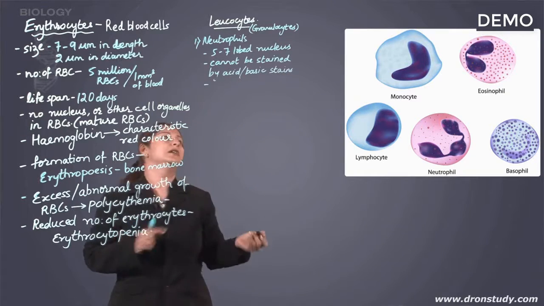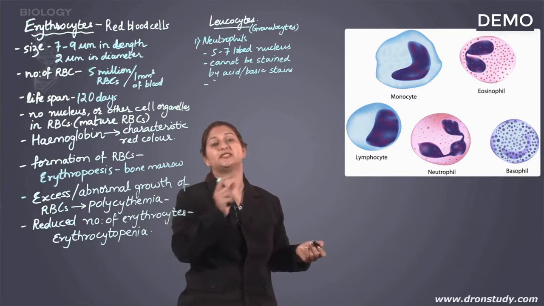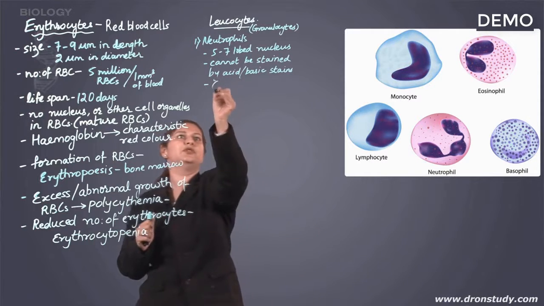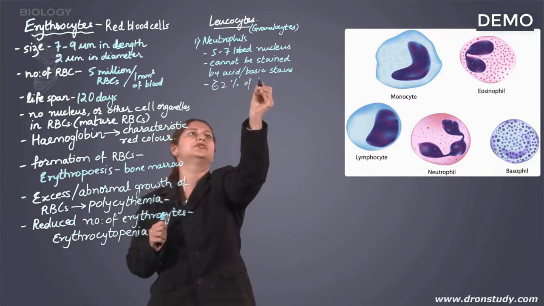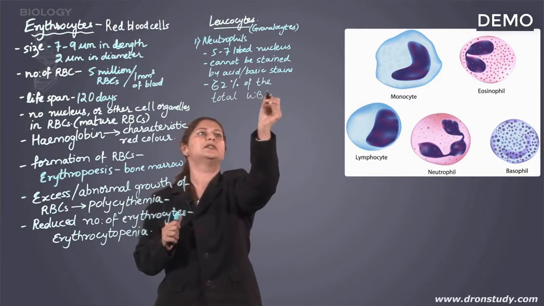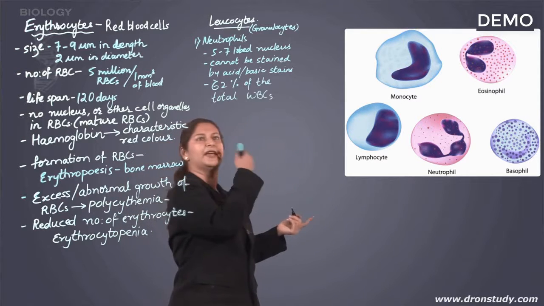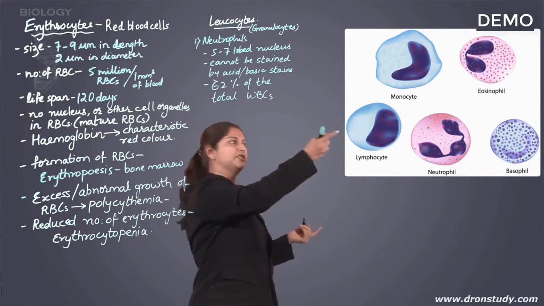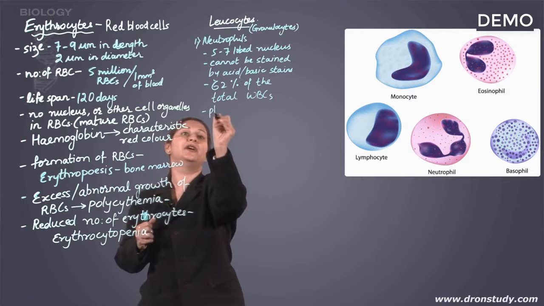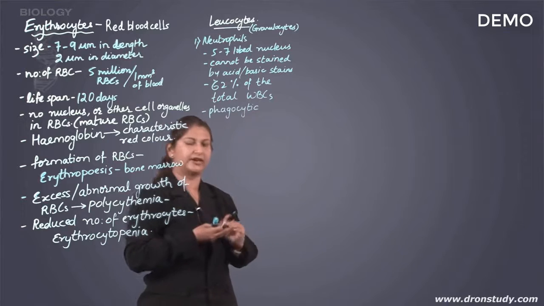Then they are forming almost 60 to 62% of the total number of WBCs that are in circulation. So they form about 62% of the total WBCs that are there in the circulation. And if you look at the structure carefully, the cytoplasm, as I mentioned, is typically granular, and they are phagocytic in function.